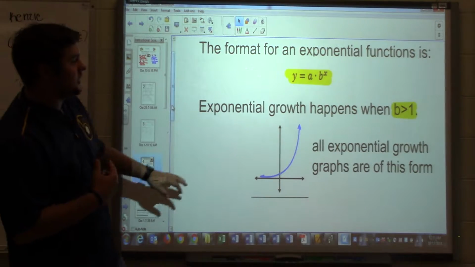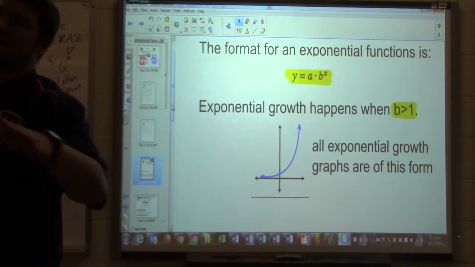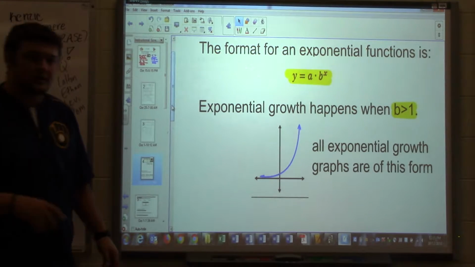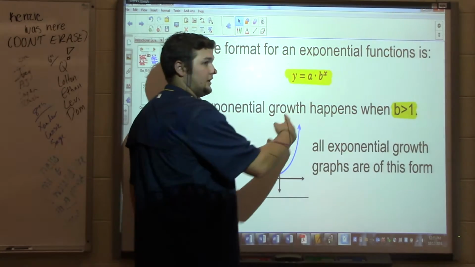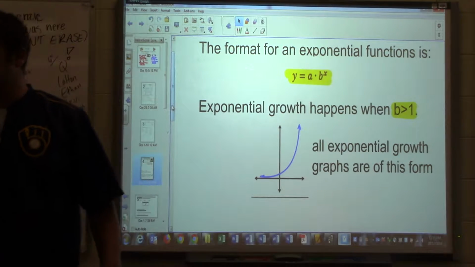Exponential growth functions will always be this form. They'll always start really small on the left and exponentially get bigger as they go to the right. So growth, it's growing as it goes to the right. Pretty easy to remember, right?